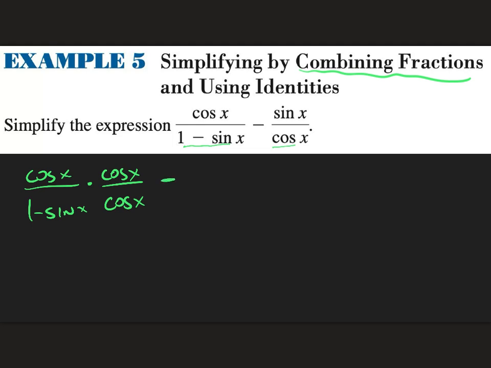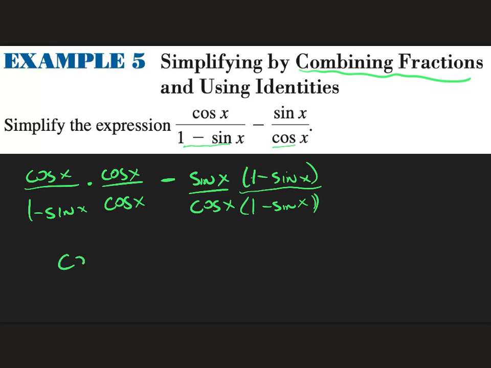And I subtract sine x over cosine x, which could be the tangent, but I'm going to multiply by 1 minus the sine x, top and bottom. So you take the denominator of one fraction, multiply it top and bottom to the other fraction, and we took the denominator of the second fraction and multiplied it top and bottom to the first fraction.